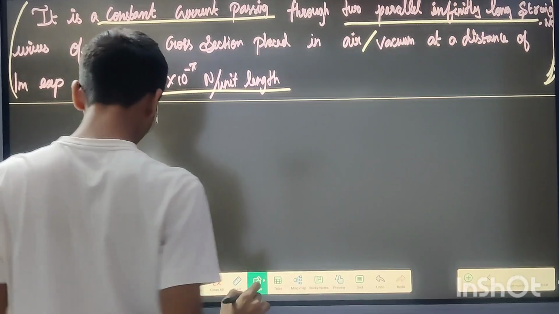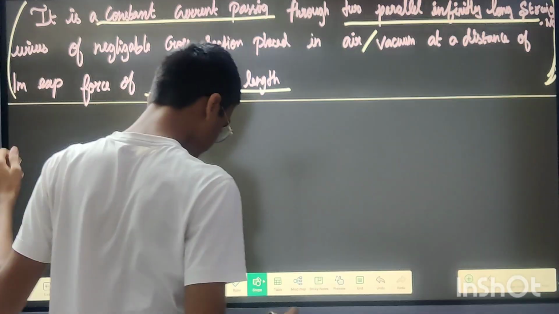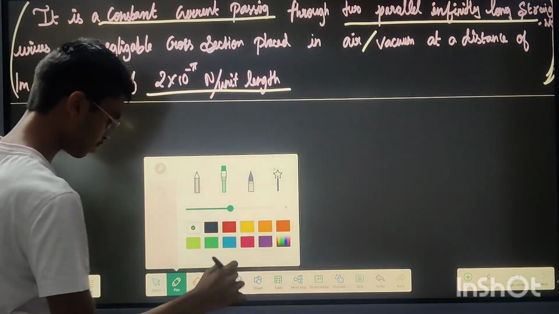Okay, so now what we are going to see is a current carrying coil placed in a magnetic field.